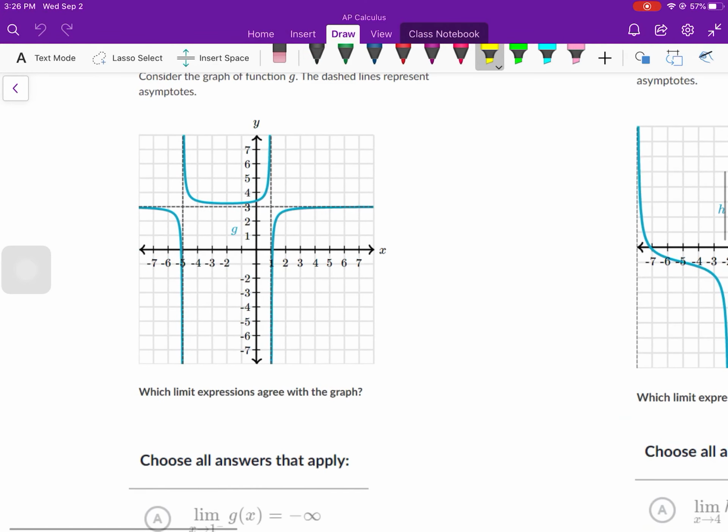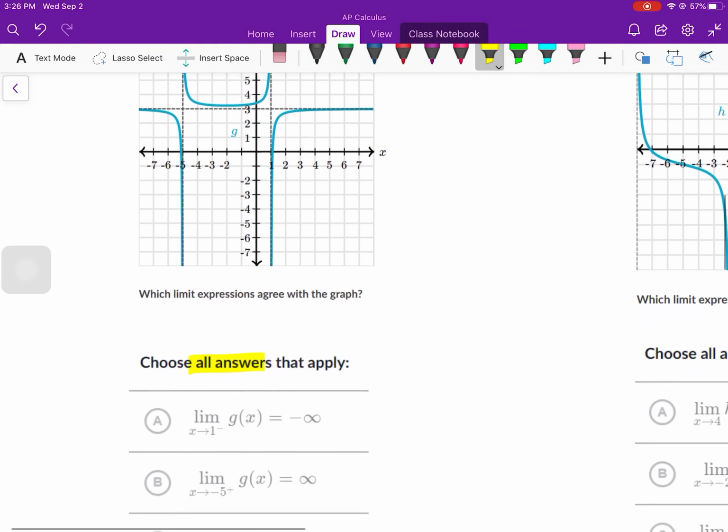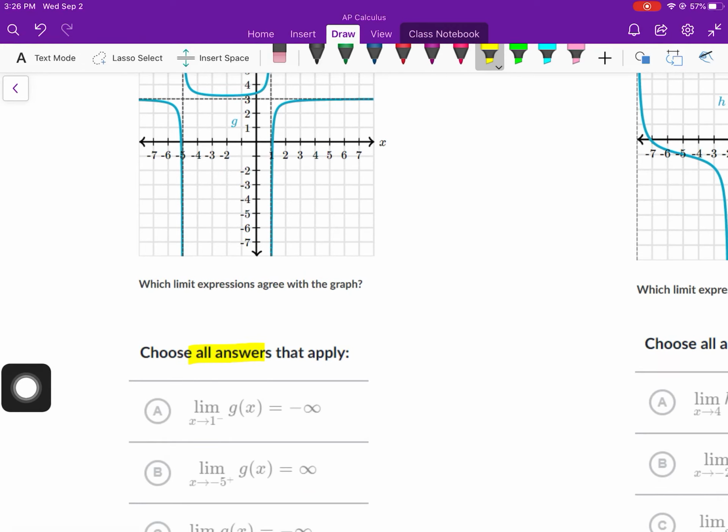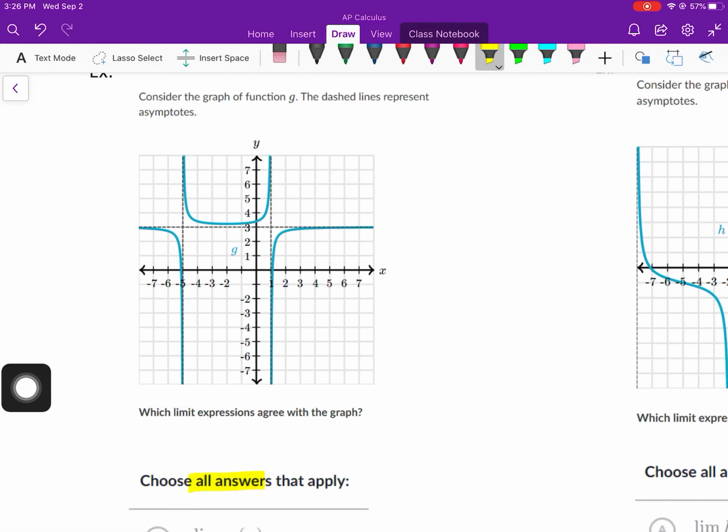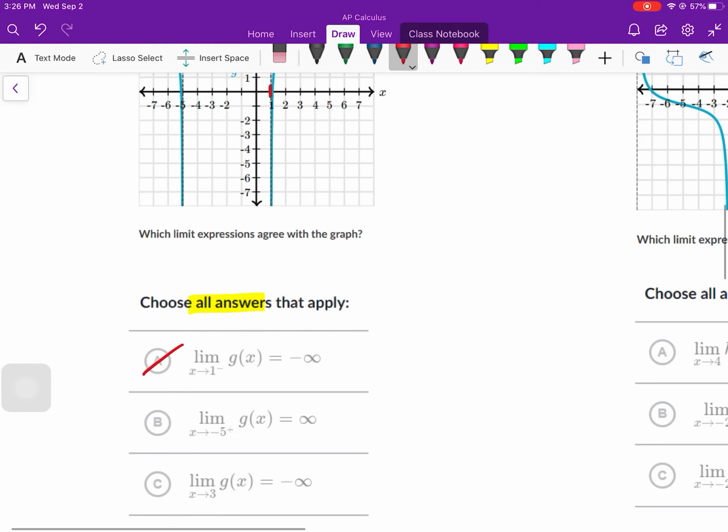So let's take a look at this. Choose all answers that apply. So the limit as x approaches 1 from the left equals negative infinity. So let's check that out. So here's 1. As we approach it from the left, though, it's going to positive infinity. So that one doesn't work.